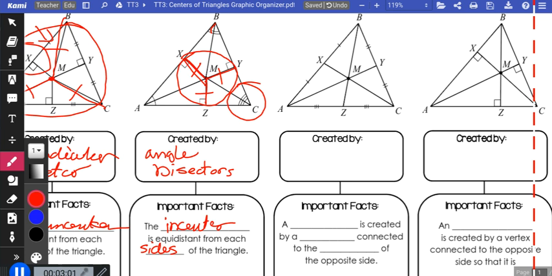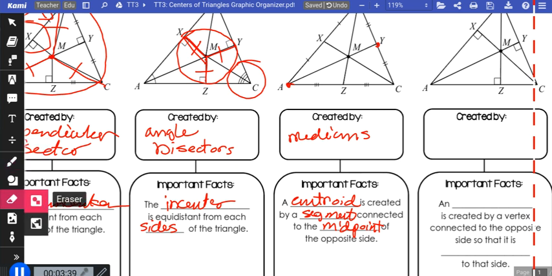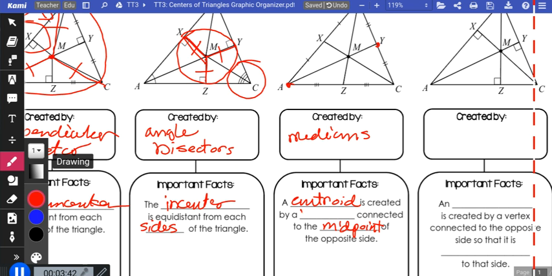Alright, then we have centroid. This one is created by the medians. The medians go from the vertex to the midpoint of the opposite side. Okay. A centroid is created by a segment connected to the midpoint of the opposite side. Nope, it's not segment. We're going to change that to vertex, because it goes from vertex to midpoint.